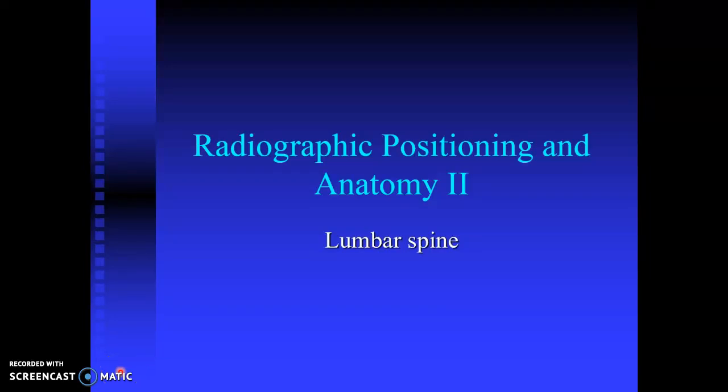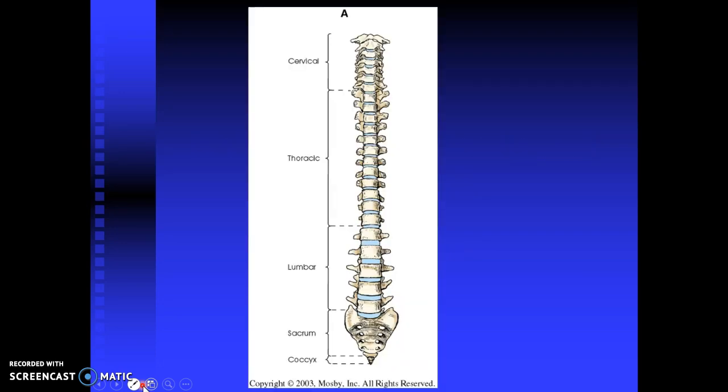This is the recording for the radiographic positioning and anatomy 2 for the lumbar spine. So just a reminder, we've been working our way through the spinal column, starting with the cervical, moving into the thoracic, and now we are on the lumbar, and then we will follow up with the sacrum and coccyx next week.